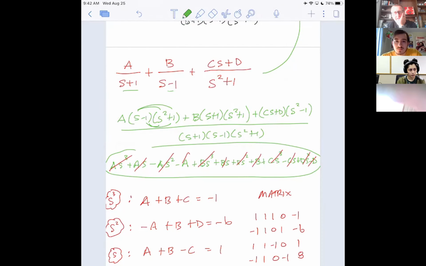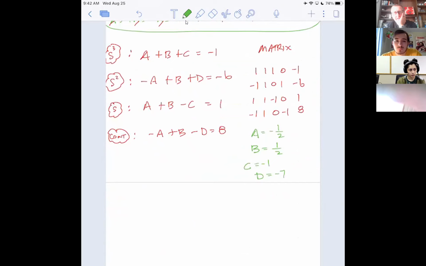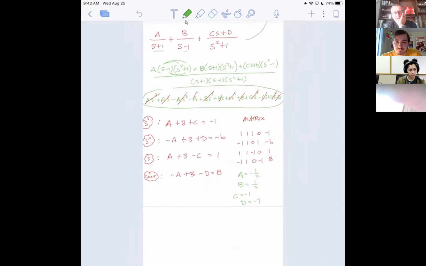A is -1/2, which I'm very encouraged by. I wonder if you know why. B is +1/2. C is -1. D is -7. I'm very encouraged by those numbers because that sounds really familiar. It sounds really familiar.